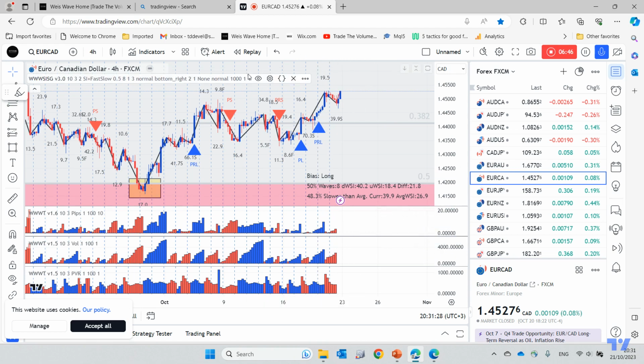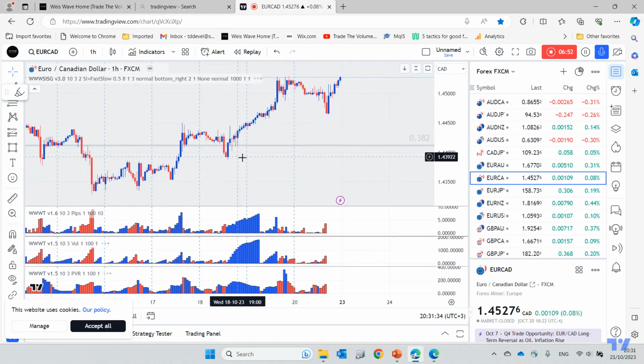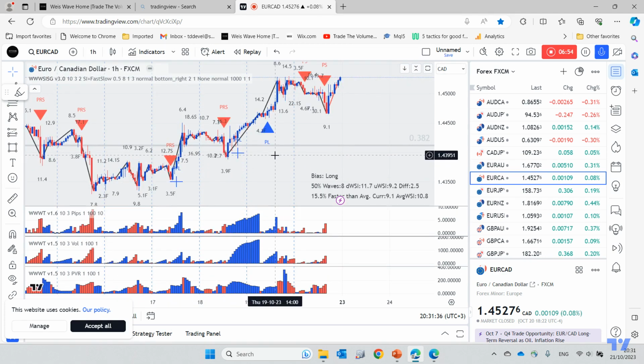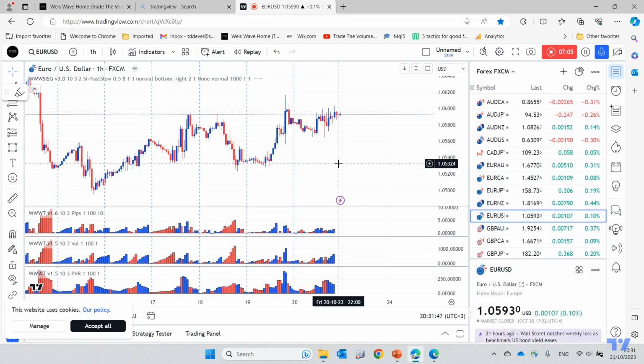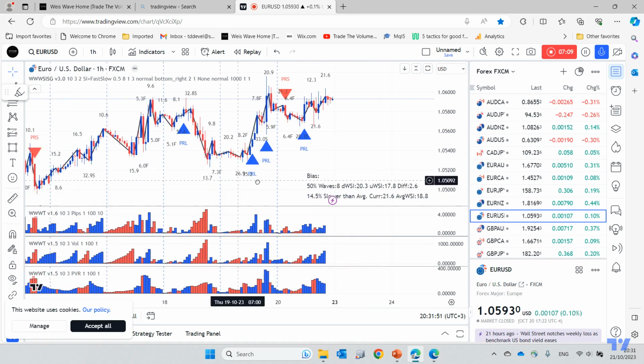Okay, so basically I will switch to a 1 hour chart, which is what I usually do for entries. Let me show you some pairs which we will scratch out. For example, I will press Euro USD. Okay, look at this.